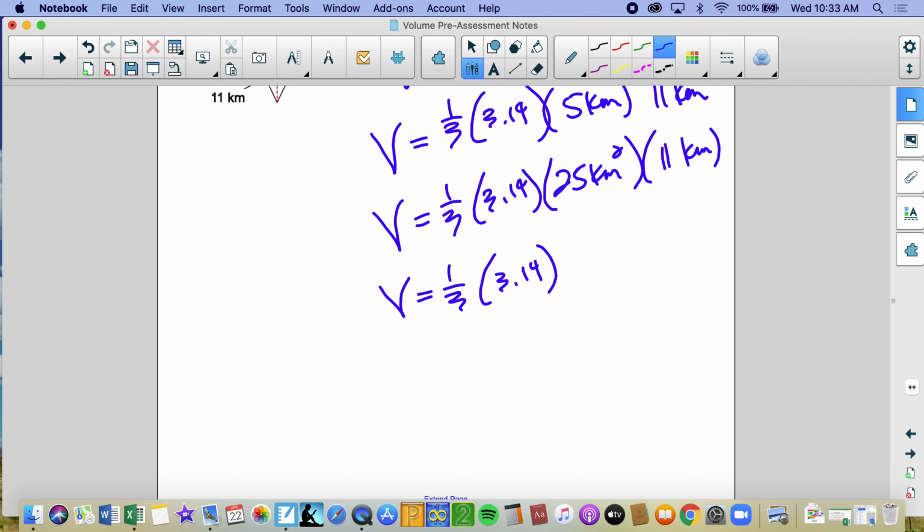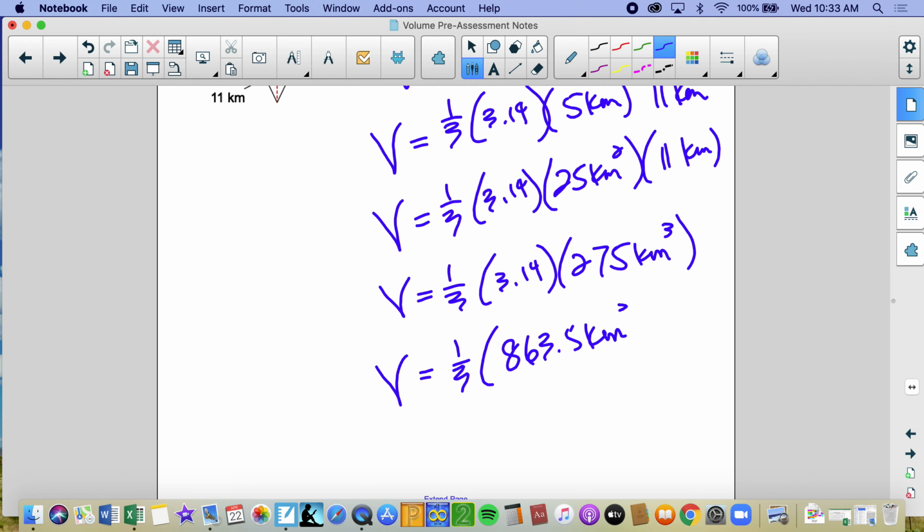I'm going to do that one out because I can do it in my head. 3.14, 25 times 11 gives me 275 kilometers cubed. I'm going to multiply 275 times 3.14, which equals 863.5 kilometers cubed, and then I'm going to divide it by 3. And my answer is 287.83 repeating kilometers cubed.